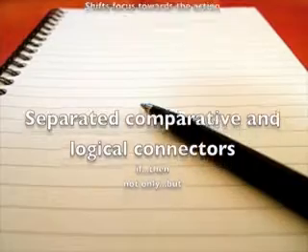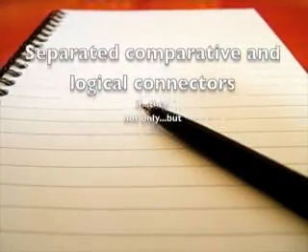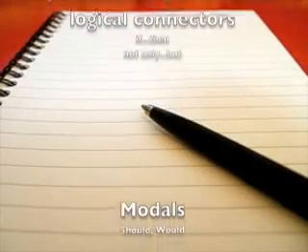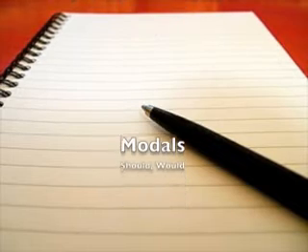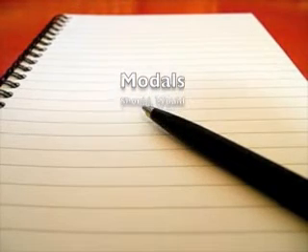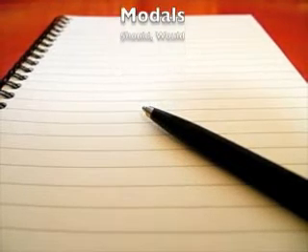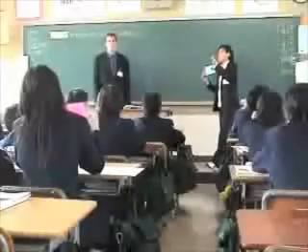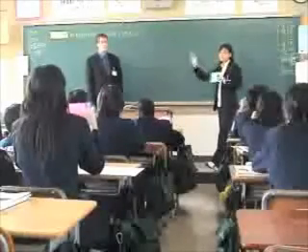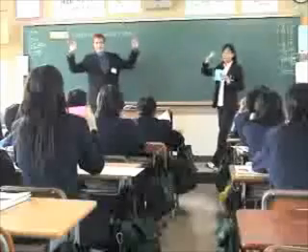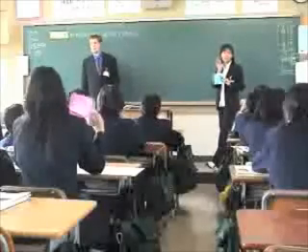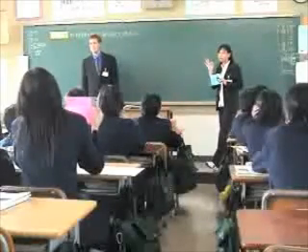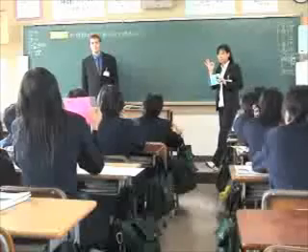Separated comparative and logical connectors such as if, then, and not only, but. And finally, modals such as should or would that indicate subtle shades of meaning. Although these challenging aspects occasionally occur in conversational language, they are common in academic language and therefore a huge part in bridging the gap between BICS and CALP level English proficiency.